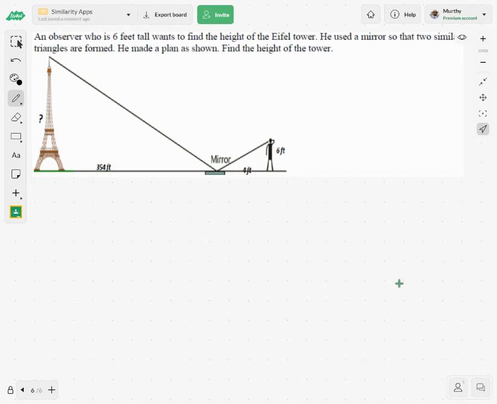An observer who is 6 feet tall wants to find the height of the Eiffel Tower. He used a mirror so that two similar triangles are formed. So we know that these two triangles are similar. He made a plan as shown. Find the height of the tower. All of you can see that there are two right triangles. One is the small right triangle, and the other one is the large or the big right triangle, right?